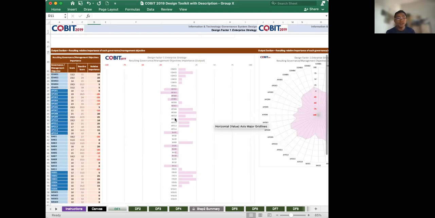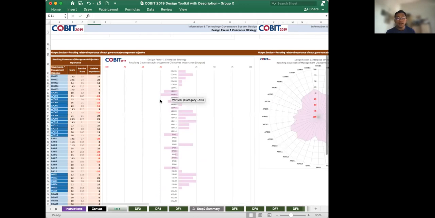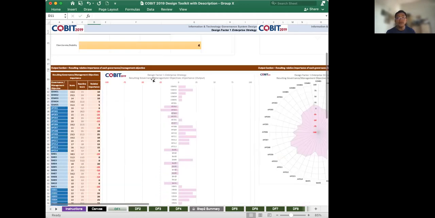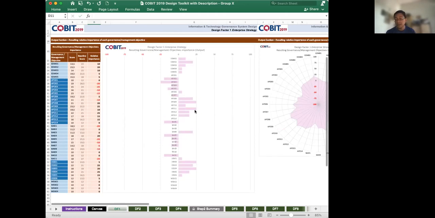Every number that you put here will drive the changes for these prioritizations. This is like a translation machine to perform alignment. If you are curious about the rational thinking behind these tools, you actually need to open these Excels.